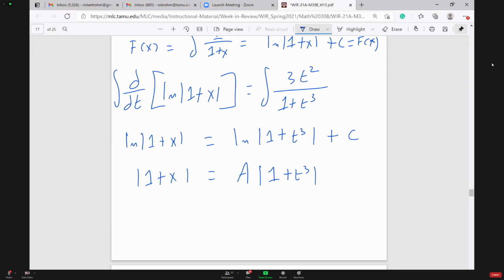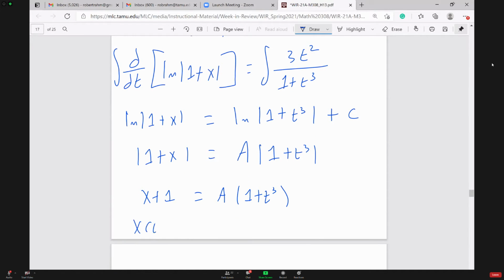So those are just constants, and we can absorb those constants into the a and write this as x plus 1 is equal to a times 1 plus t cubed. And now we can solve. We get x of t is equal to a times 1 plus t cubed minus 1. Okay. Any questions on this one?